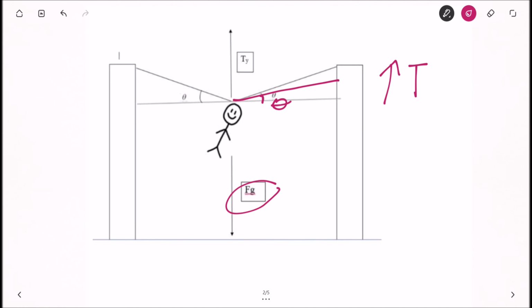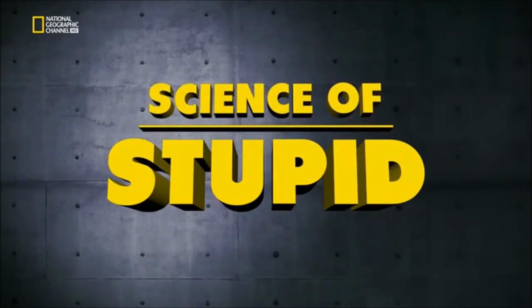This would result in a greater component of gravity pulling him down the cable, so he would then make it down to the bottom successfully. This is the science of stupid.